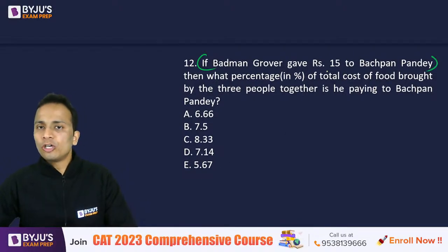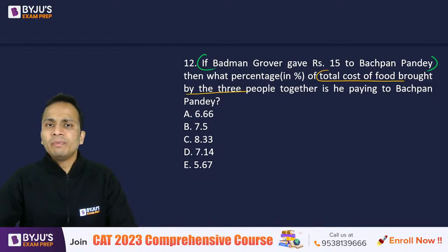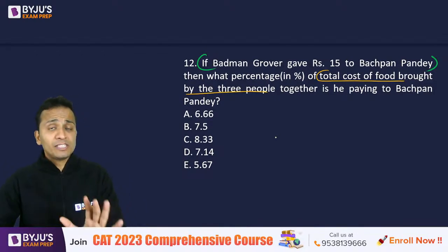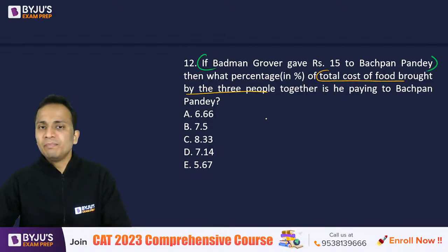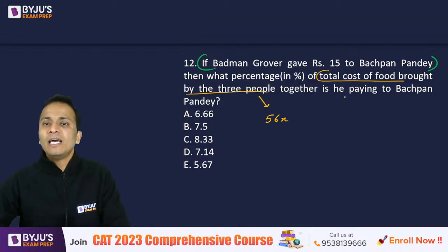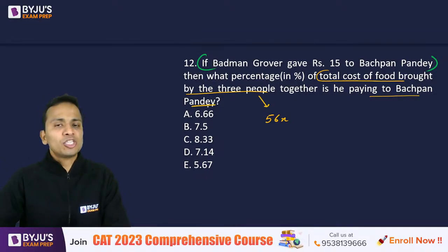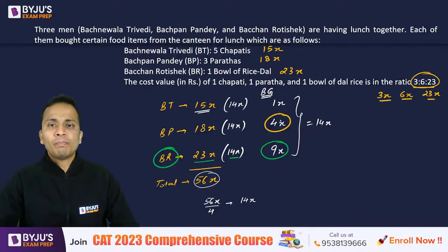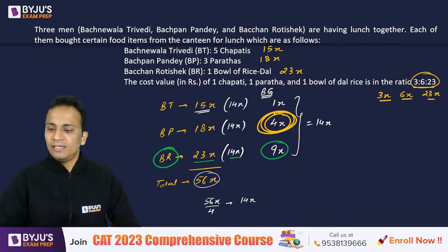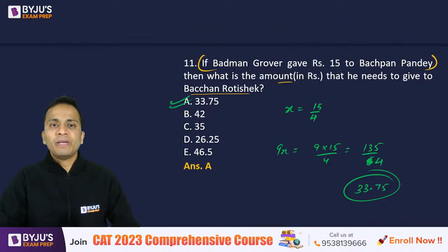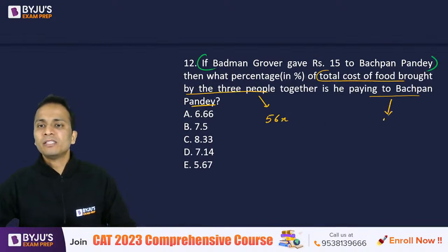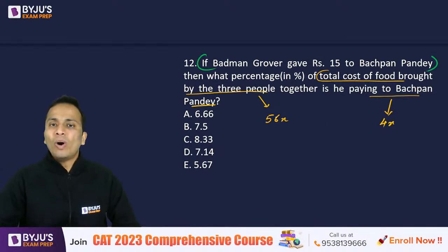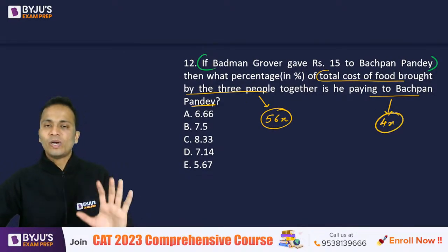Now, total food bought by all three people. ये कितना था? We have seen that total food that was bought by three people together was 56x, this number. And he has paid to Bachchan Pandey. Bachchan Pandey को कितना पे किया? चेक कर लेते हैं. So total 56x का फूड आया और बच्चन पांडे को इसने 4x पे किया है. Right? Bachchan Pandey, he has paid 4x. So this number is 4x. So what percentage of 56x is 4x is what they are asking.